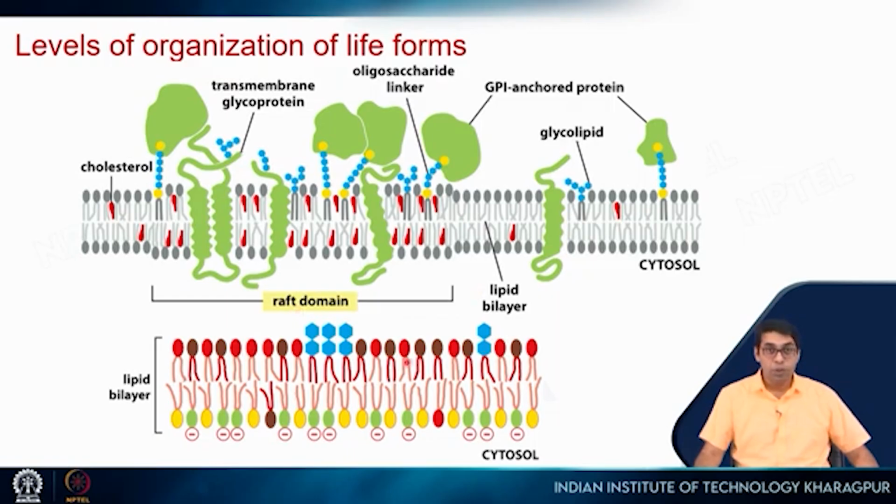Also, it is important to note that the two leaflets of the lipid bilayer do not have the same composition of lipids. The lipids on the outer side versus the lipids on the inner side, so this is the cytosolic part and this is the extracellular part, will have different compositions, and this is also something that is important. We will see this when we discuss cellular apoptosis.